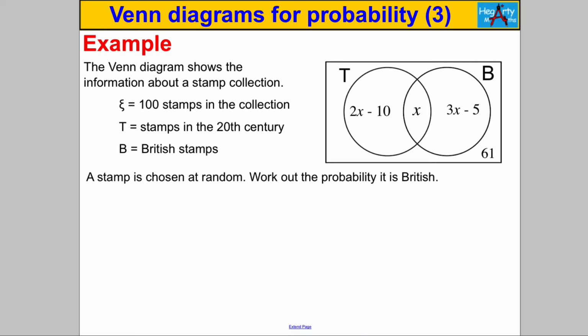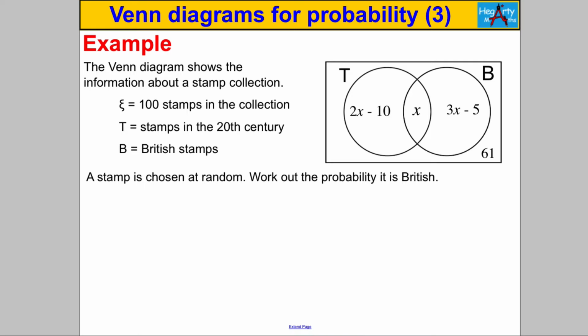Right, we've got a Venn diagram. It shows information about a stamp collection. It says the universal set is 100, so there are 100 stamps in the collection. T are the stamps from the 20th century. B are the British stamps. It says the stamp is chosen at random. Work out the probability it is British.